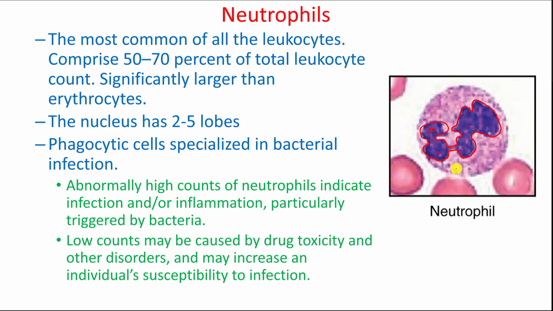Now, what do those cells do? They are involved in bacterial infection. So usually when we have a bacterial infection, those are the cells that would respond to that. Those are phagocytotic cells. It means that they can come and eat the bacteria. So a high number of them indicates bacterial infection. It might indicate inflammation, okay, as a result of the bacterial infection. A low number of them is usually because some drugs are toxic, okay, and therefore will kill some of them.